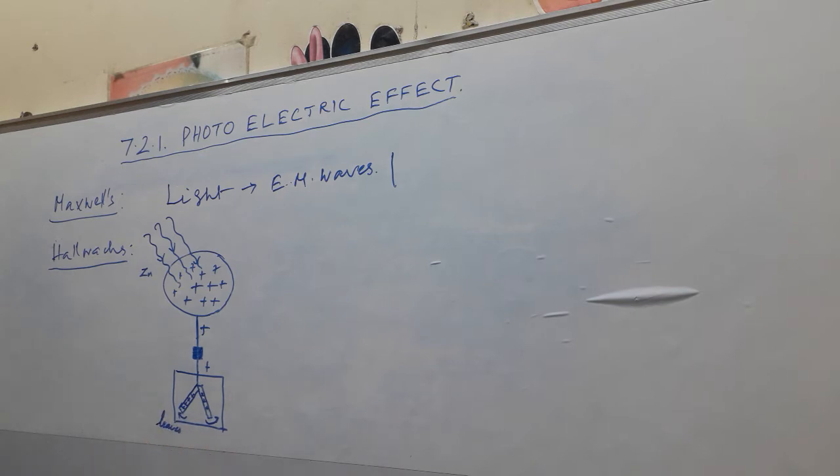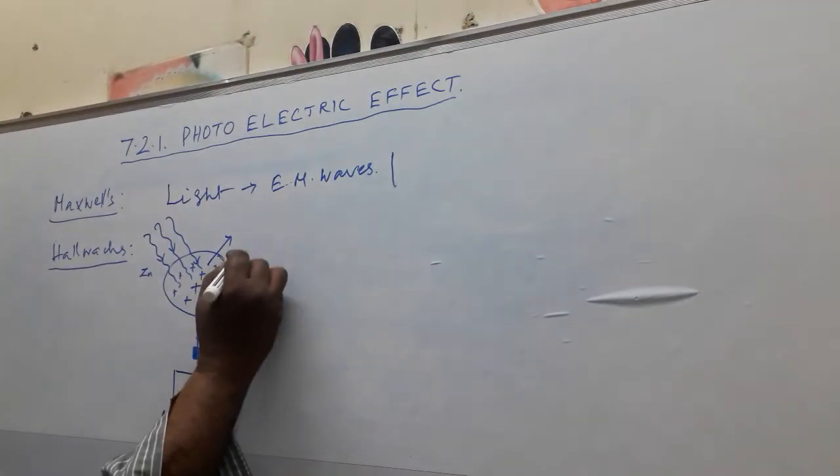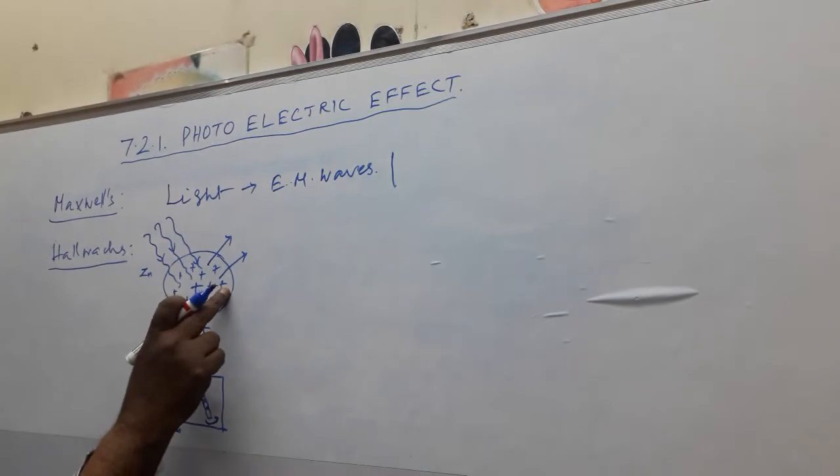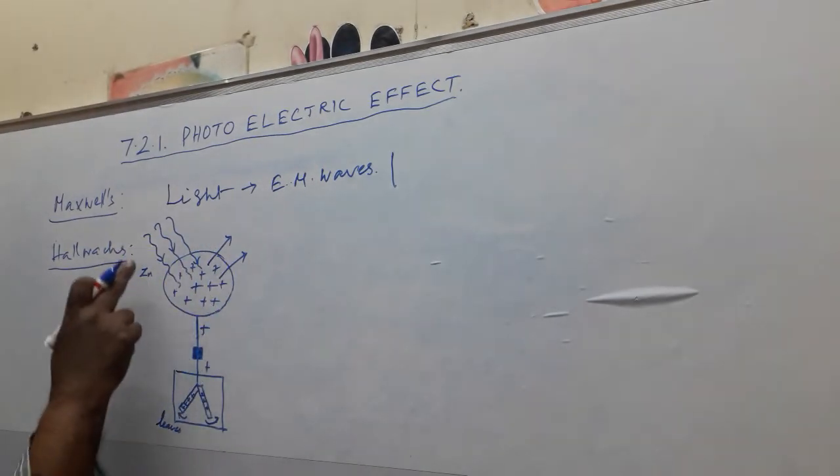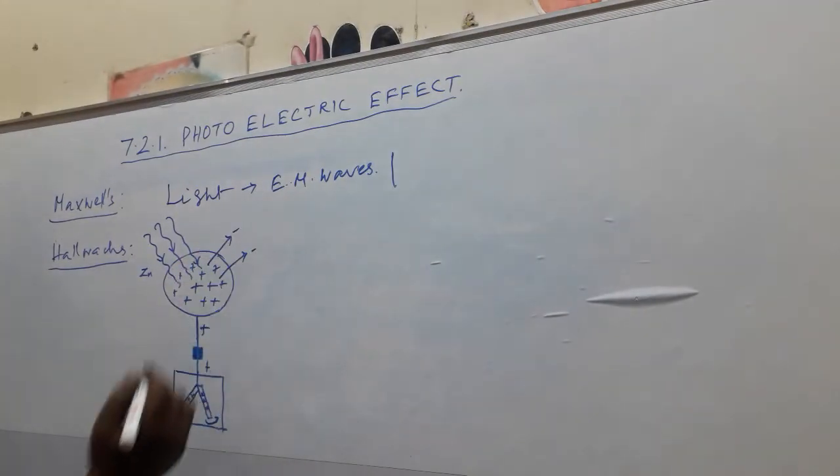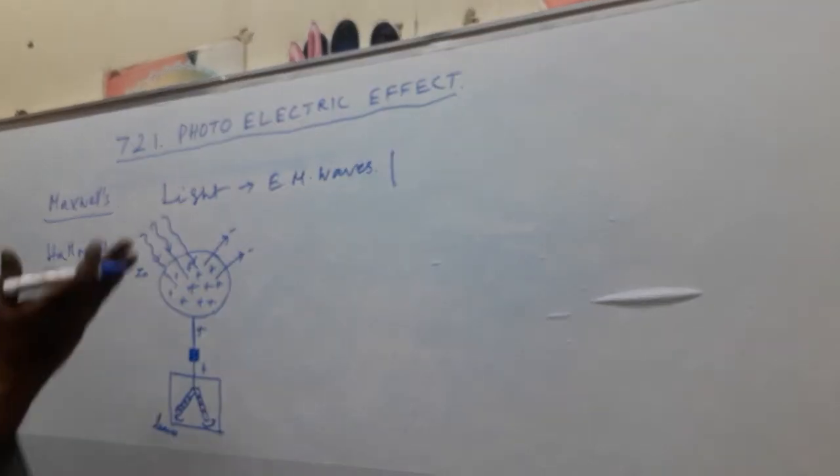In this process, there is only positive charge. What about the electrons? Electrons come outside of the metal surface because of this radiation. Then there is no electron charge flowing through the gold leaf electroscope. That's why the positive charge accumulates in the two leaves, and they open broadly.